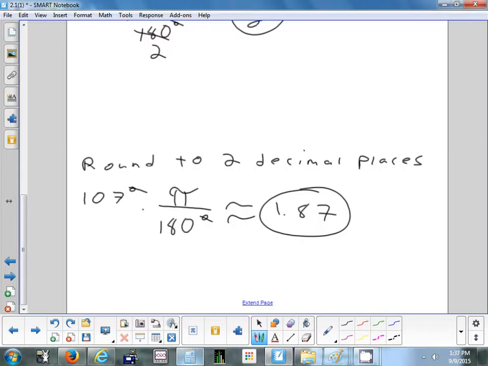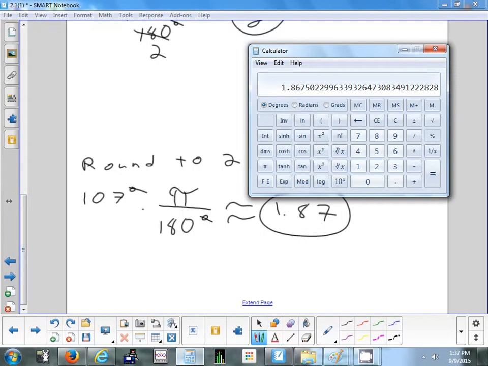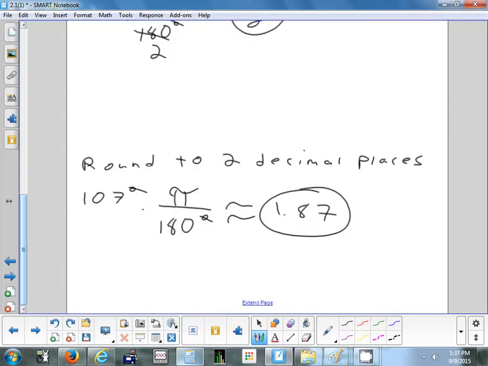You only label it if it's a degree. So any questions on converting to radians? Where did you round that? I rounded it to the second decimal. Yeah, to 2 decimal places.